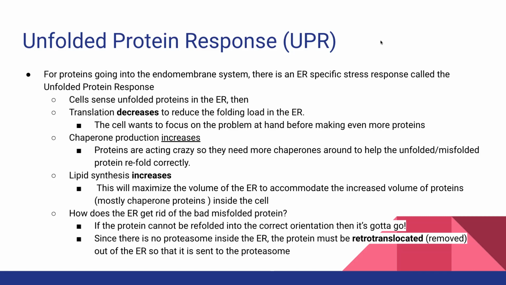You're also going to have the upregulation of chaperone proteins. Again, chaperone proteins are there to fix the problem, so you want more of them around, a higher concentration of them. And then lipid synthesis is going to increase, just to maximize the size and volume of the ER to accommodate the increase in chaperone proteins. And then most importantly, there's no proteasome in the ER, so the protein must be retrotranslocated out of the ER so that it can be sent to the proteasome and then be degraded.